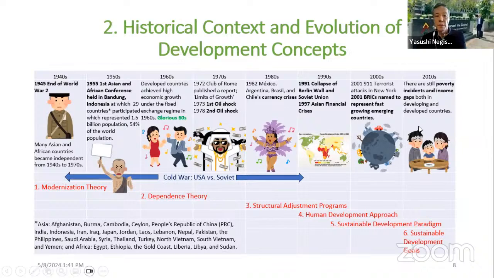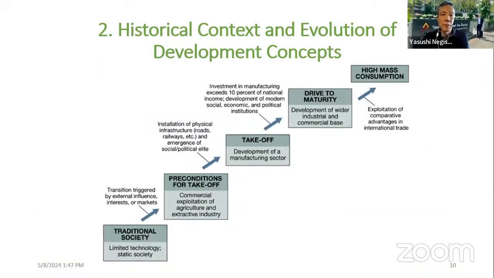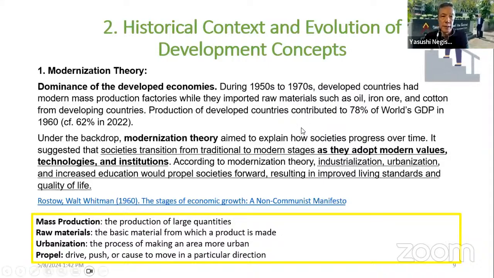And let me explain the two theories which became very popular in those 3 decades. First one is modernization theory. As I mentioned, during the 1950s and 70s, developed countries used modern mass production, and they imported raw materials such as oil, iron ore, and cotton from developing countries, and production of developed countries contributed 78% of the world GDP in the 1960s. So developed economies dominated the world economy.